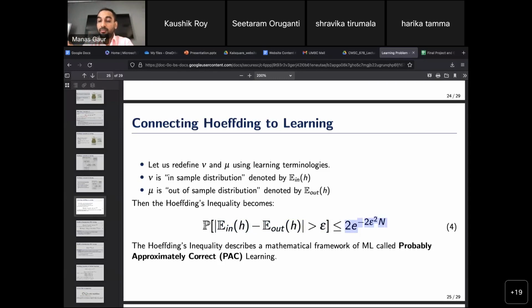There is a justified way of doing it that is dependent on the number of samples that you have in your data set, whether it's a training set or a test set. So what Hoeffding's inequality translates into is a concept which we won't be going into details of, called probably approximately correct learning.